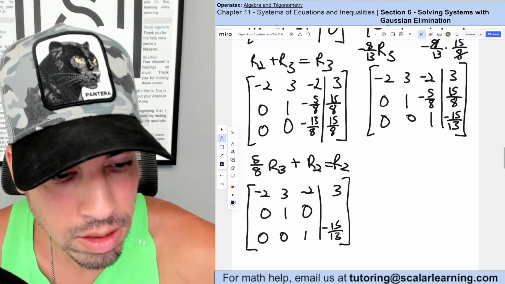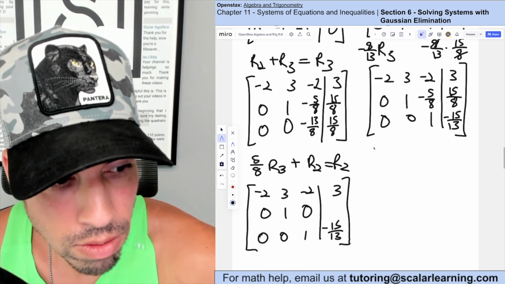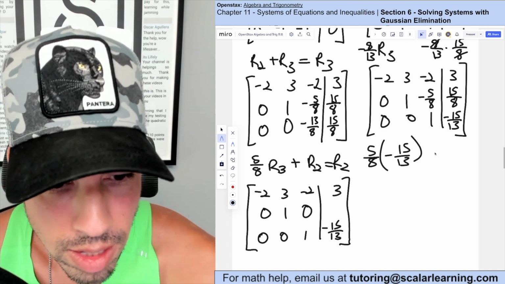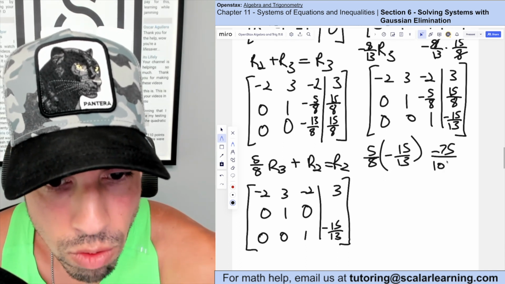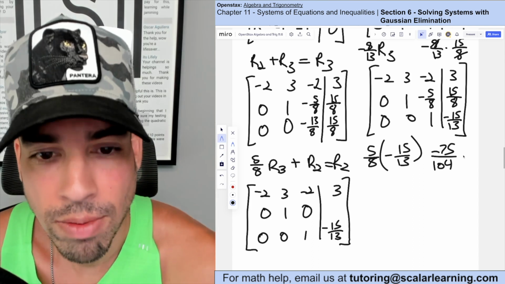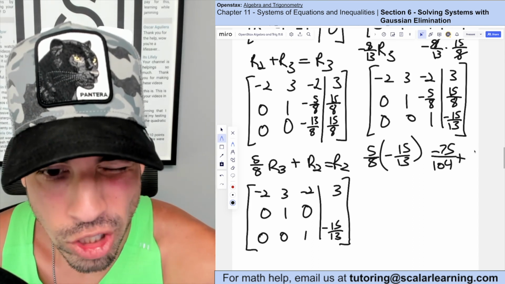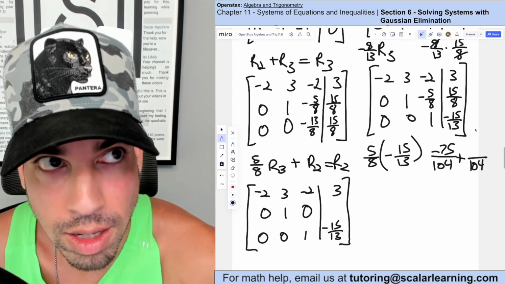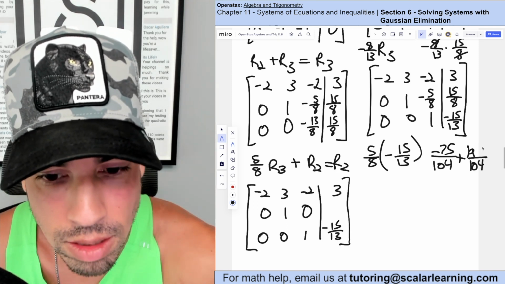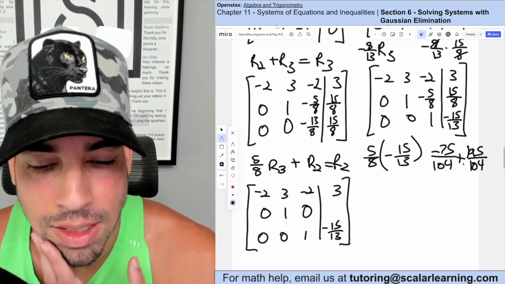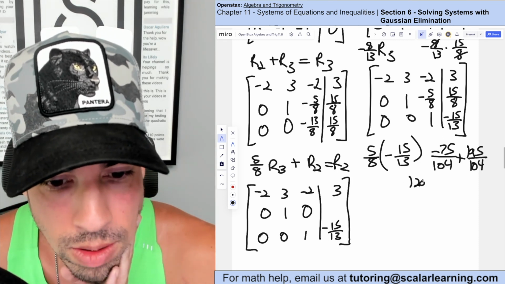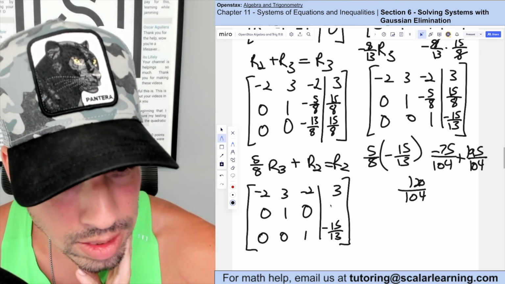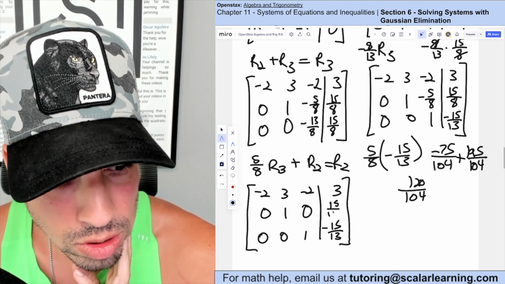And then 5/8 times negative 15. Here, let's write that out. 5/8 times negative 15 over 13. That's negative 75 over 104 plus 15 over 8, which is, if I multiply by 13 over 13, I get 104, and then that would be 195, I believe. And 195 minus 75 is 120, right? 120 over 104. And we can reduce that by dividing top and bottom by 8 to get 15/13 positive.